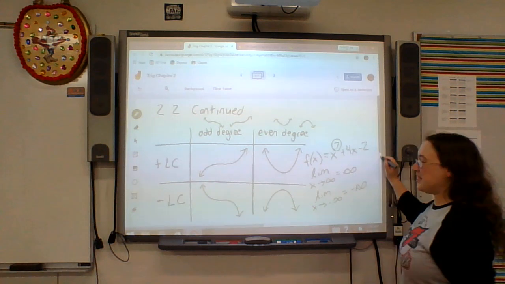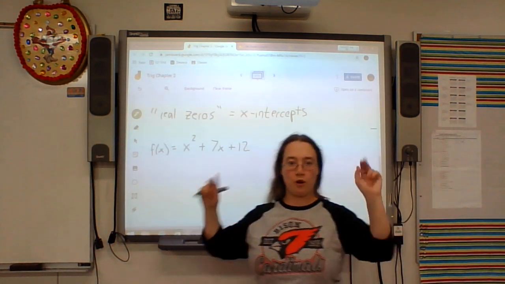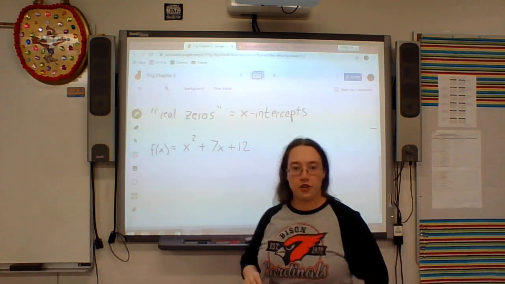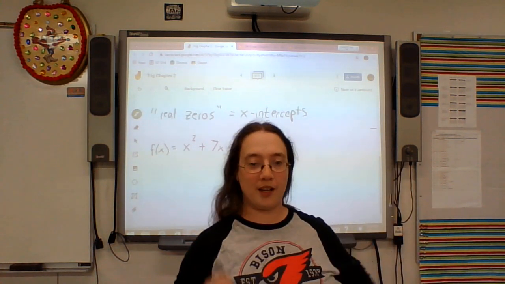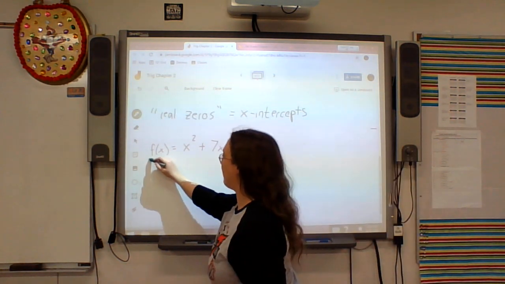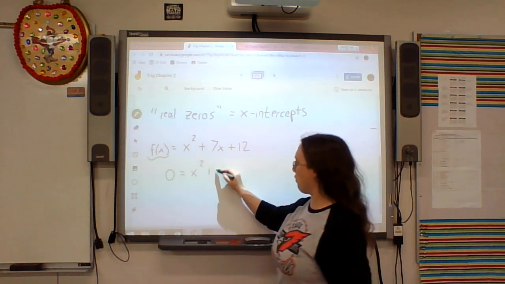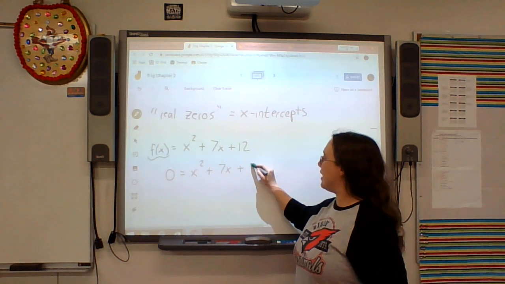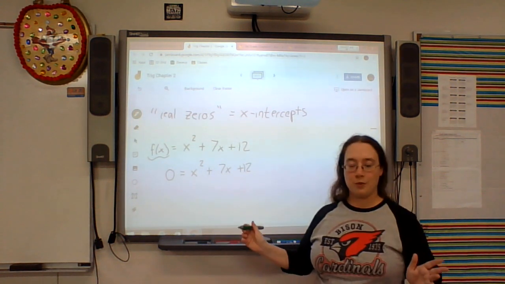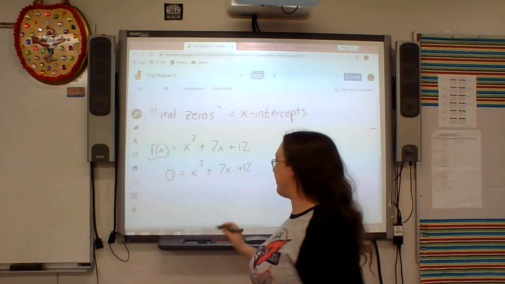Alright, now the thing we didn't get to talking about on Tuesday is real zeros. So if you hear the words real zeros, think x-intercepts. If we want to find our x-intercepts in general, we want y to equal 0, or in this case f of x equals 0. So think back to algebra 1, algebra 2. If we want to find x here, we could factor this. Now, you could also use the quadratic formula, but this one factors nicely.